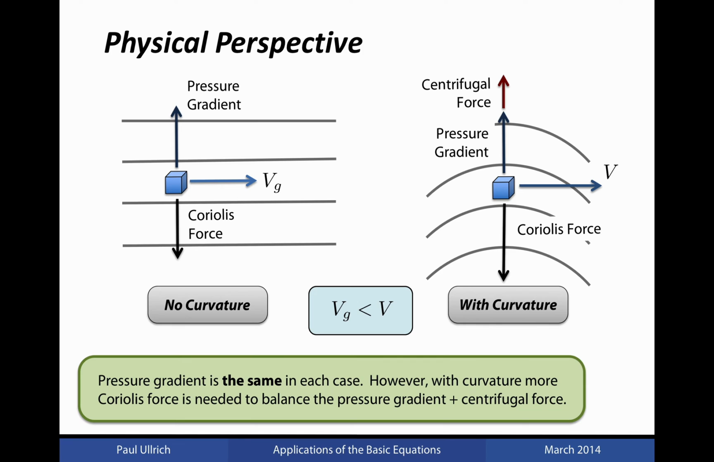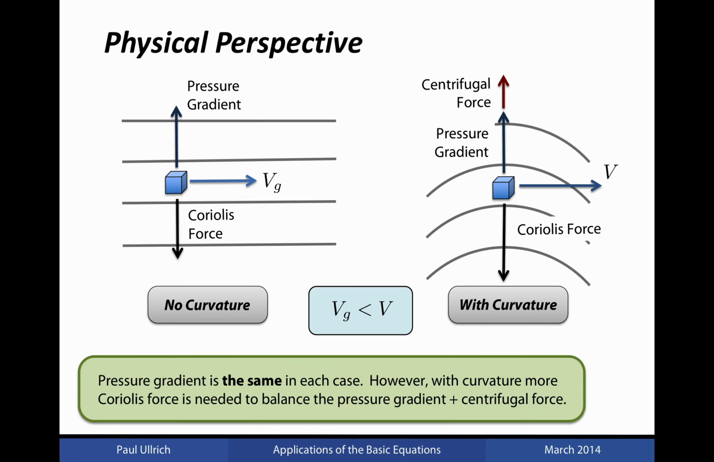Again, from a physical perspective, we have, in the no curvature case, pressure gradient force exactly balances Coriolis force. However, in the case with flow around a high, the centrifugal force is going to be directed in the same direction as the pressure gradient force, so these two vectors are additive to one another. The Coriolis force, which is then directed in the opposite direction to the pressure gradient force, must balance the sum of the pressure gradient and the centrifugal force, and consequently must be longer than in the geostrophic flow case.